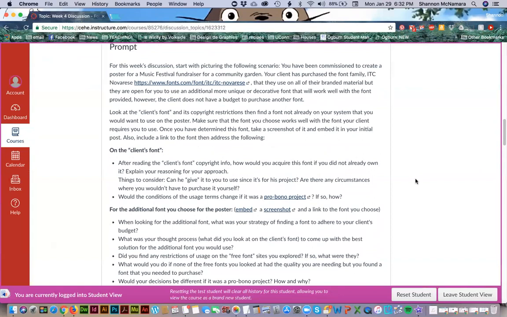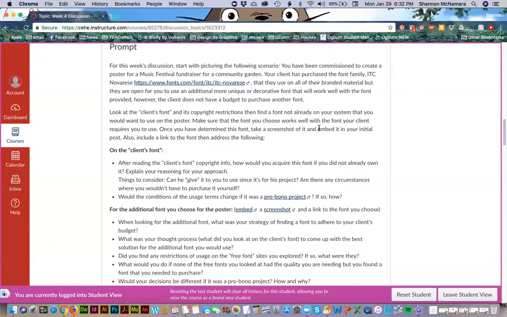So here's our prompt. For this week's discussion, start with picturing the following scenario. You have been commissioned to create a poster for a music festival fundraiser for a community garden. Your client has purchased the font family ITC Nova Reese, and there's a link to the font from fonts.com, that they use on all of their branded material, but they are open for you to use an additional, more unique or decorative font that will work well with the font provided. However, the client does not have a budget to purchase another font.